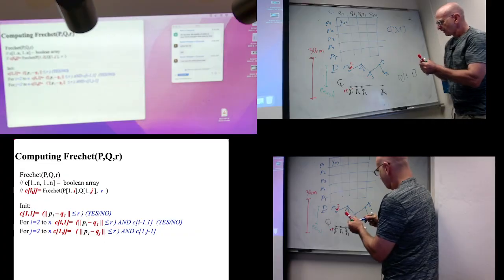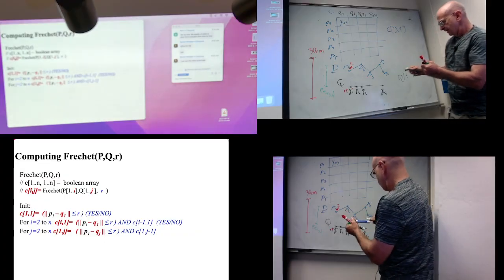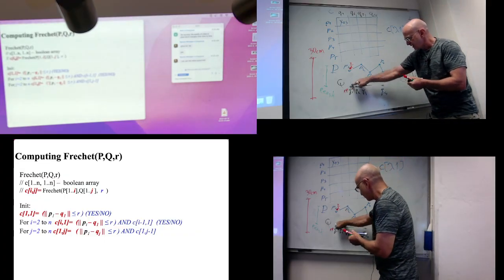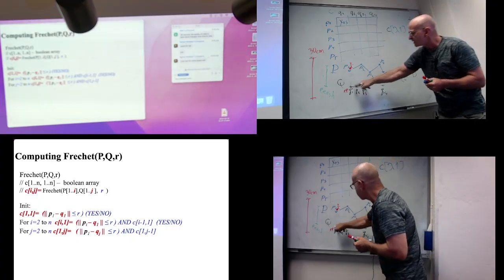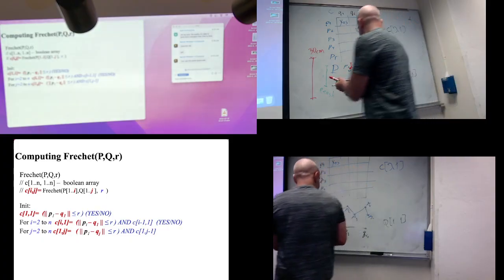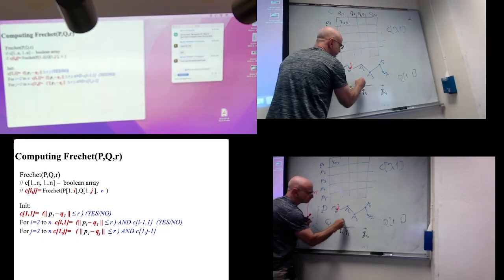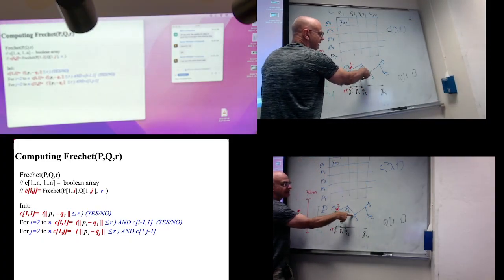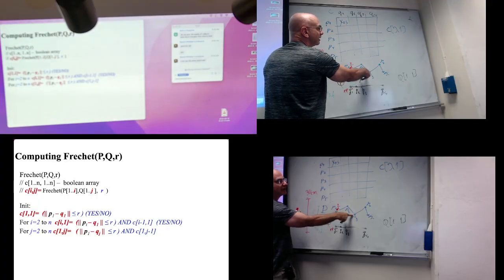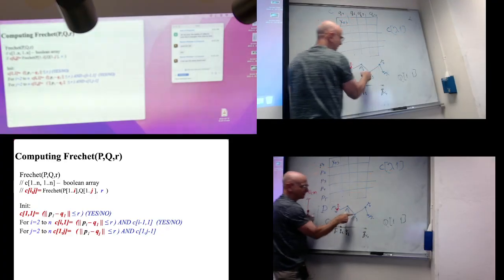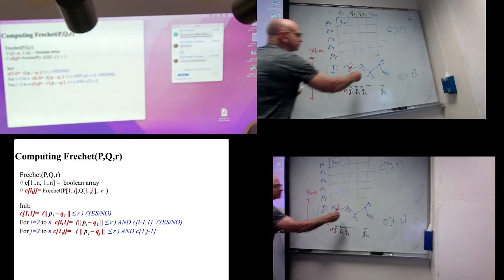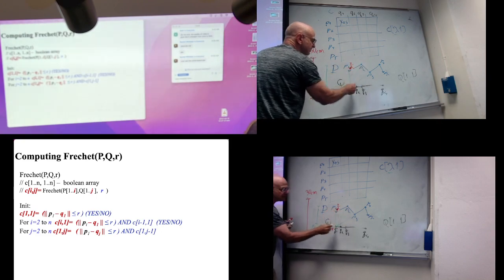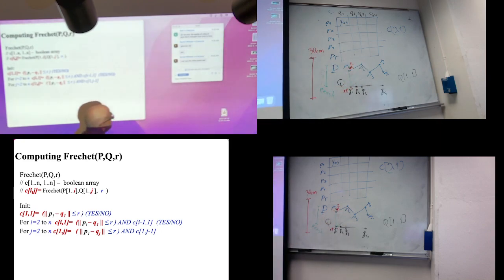I'm looking at C31. What's the condition that they can be there? The dog is stuck to Q1. The person is at vertex 3. The distance between them should be less than R. And in addition, this distance and this distance are also smaller than R.